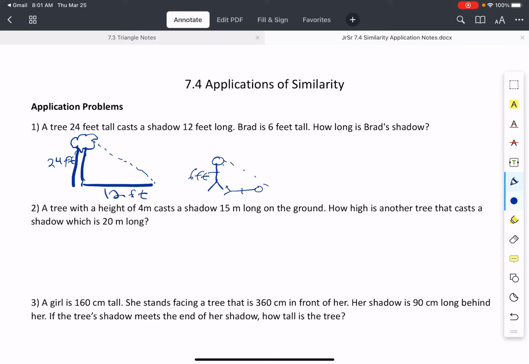Look at that. This is a similar triangle situation. It's a reduction, scale factor of a half. Good job, Victoria. The shadow is 3 feet. Okay, good work.